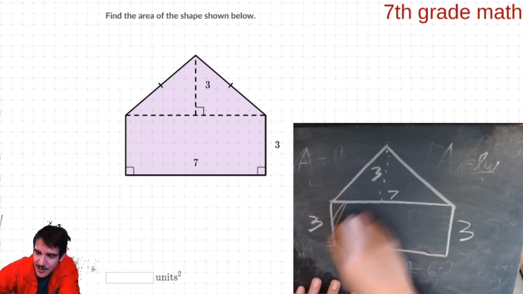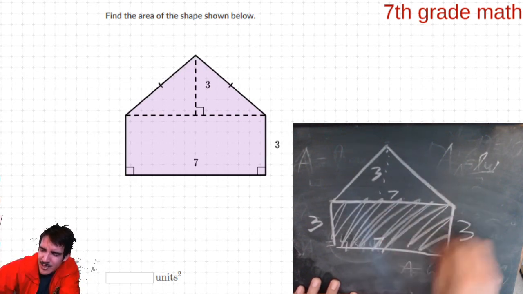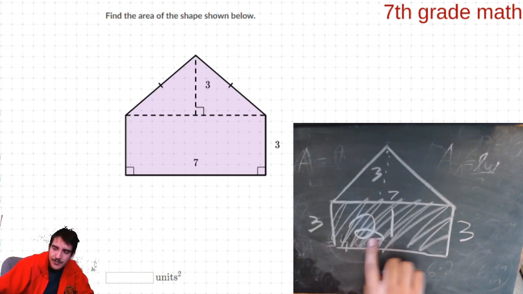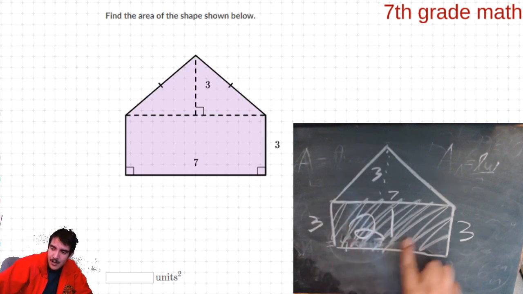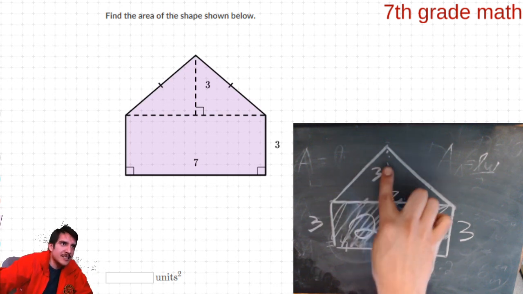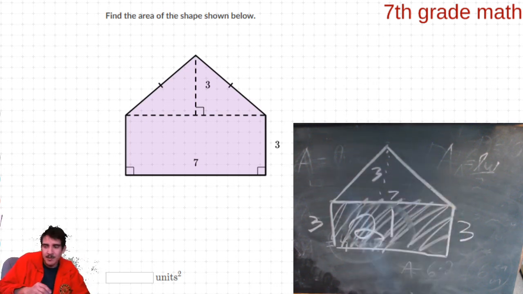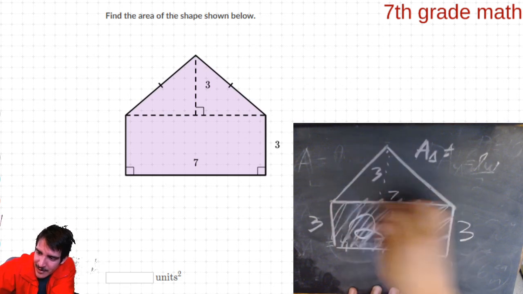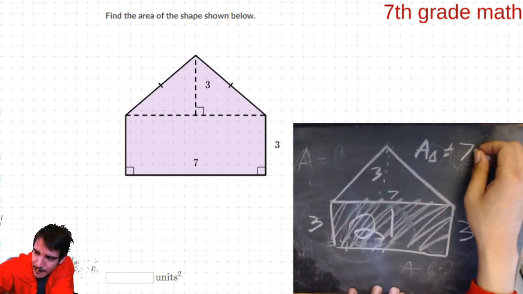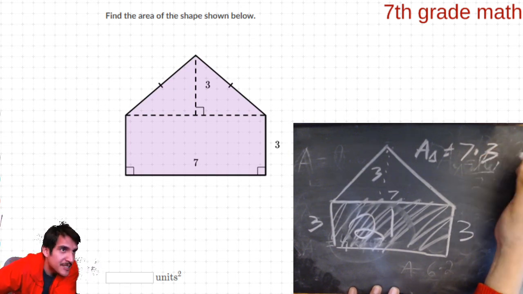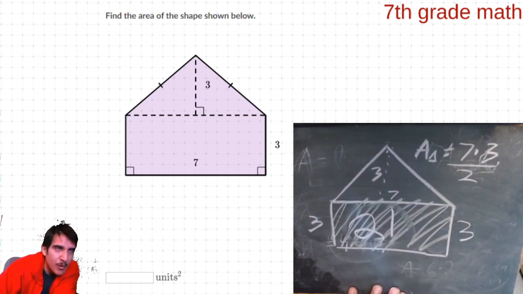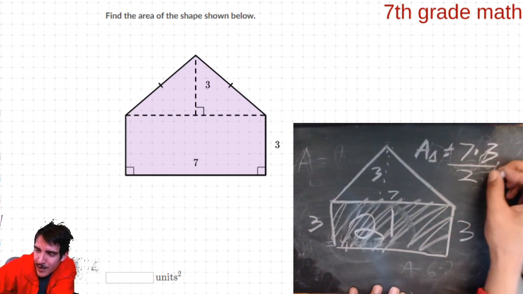Okay, let's find the area of this first. This is pretty easy right here. Length times width, that's 3 times 7, that's 21 square units. Okay? Then let's do the triangle. The triangle is a triangle, so we're going to cut in half after we do length times width. The length is 7. The width of the triangle is 3, or the height is 3. So that's 7 times 3, but then we're going to cut that in half, all right? 7 times 3 is 21. 21 cut in half is 10.5.